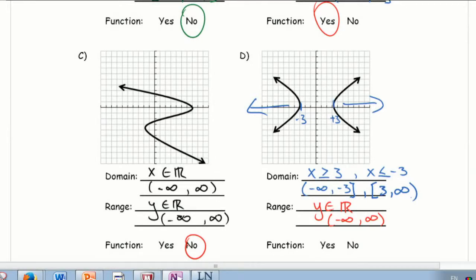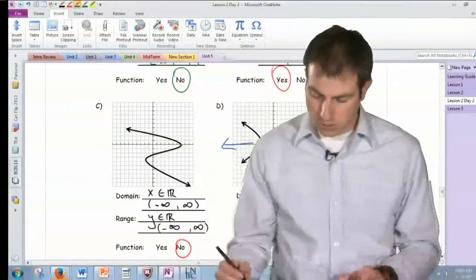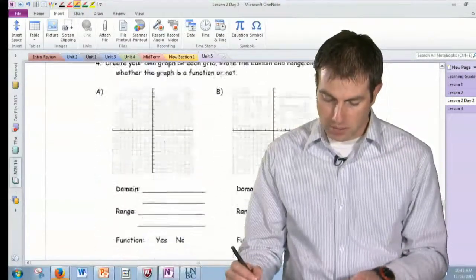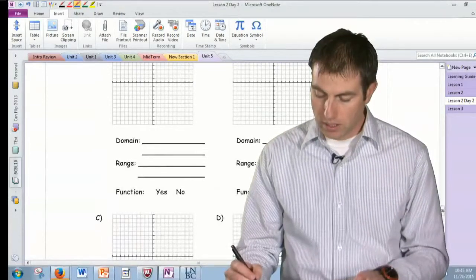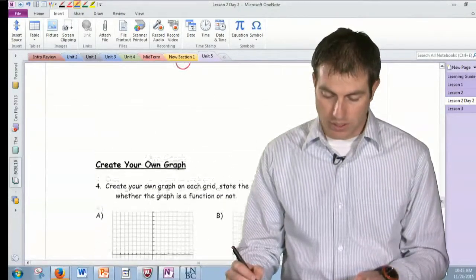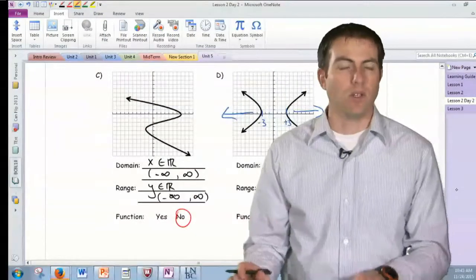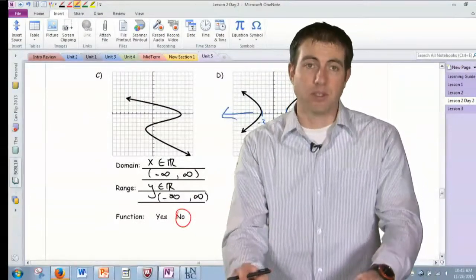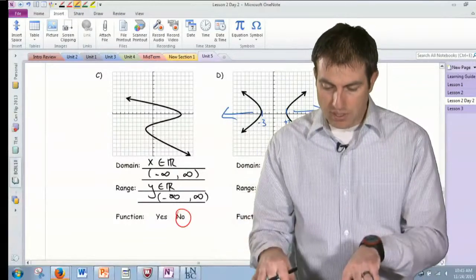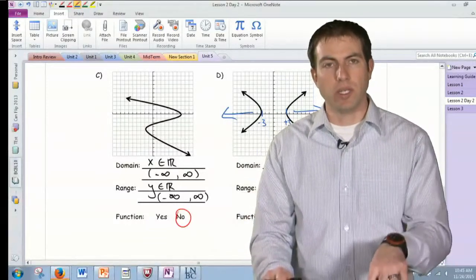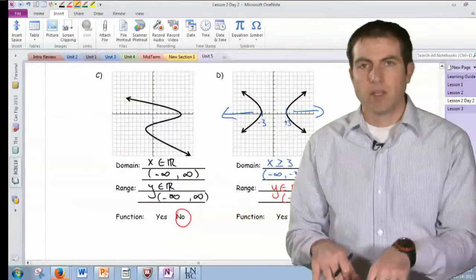I think the last page asks you to draw your own graphs and come up with some of these things. If you want to submit it, I can check it for you, that's fine. If you don't want to do that, there are a few other examples in the learning guide to look at. So there you go. Does anybody have any questions on domain and range before we look at the next section?